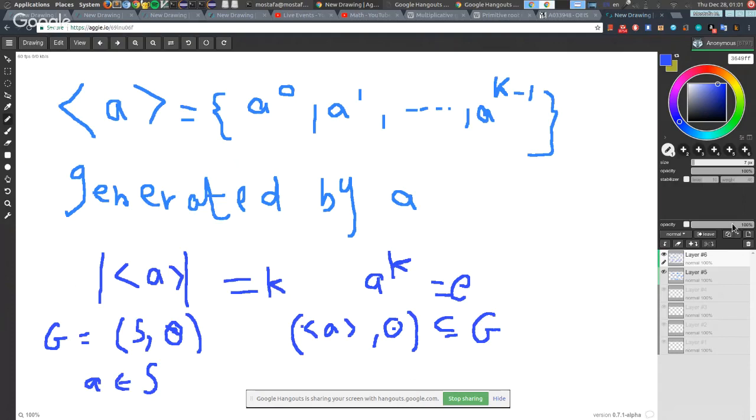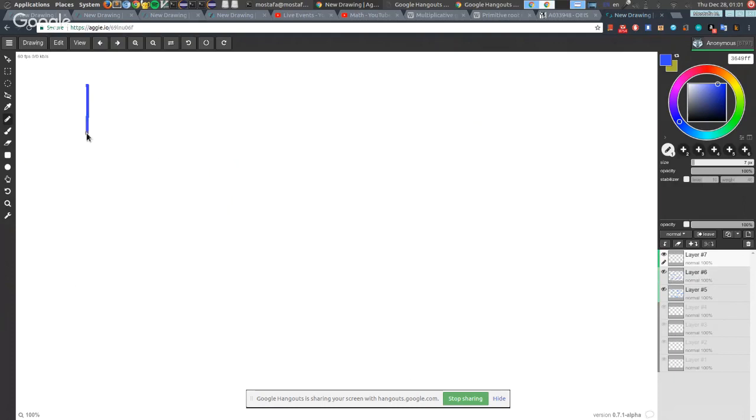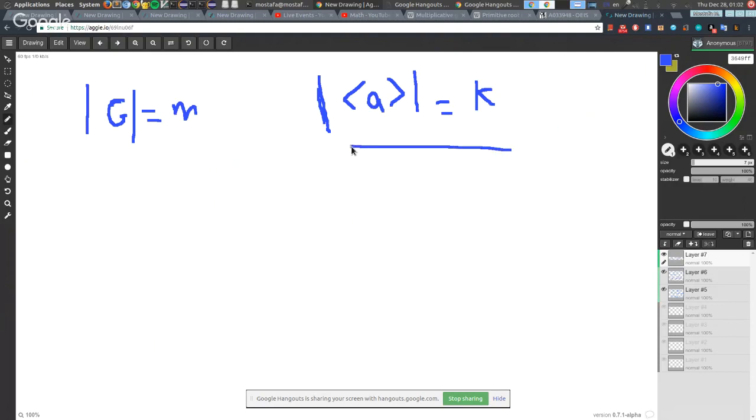There's also another theorem that we can prove here about the size. We just apply the Lagrange theorem. Here the size of the group G is equal to M, and the set of elements generated by A has size K. As we said, this is a subgroup. So by the Lagrange theorem, K divides M. This we will need later on.